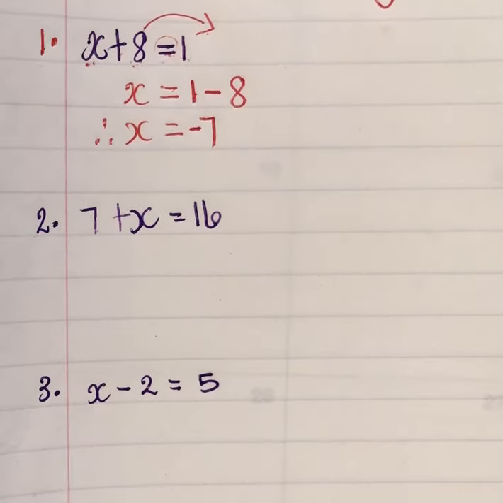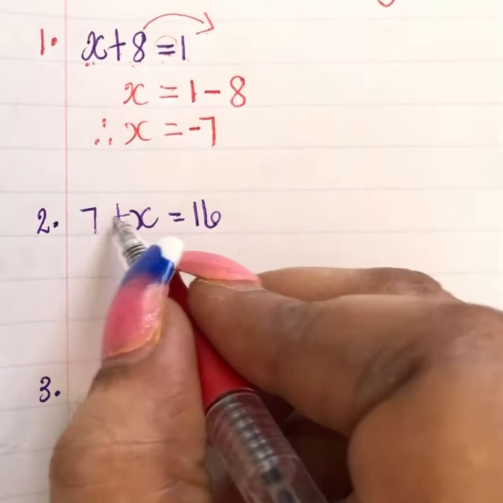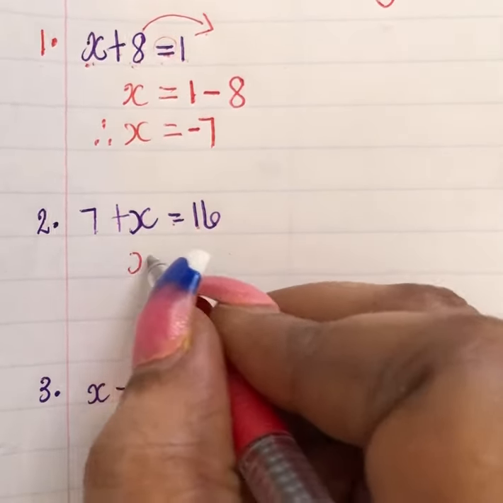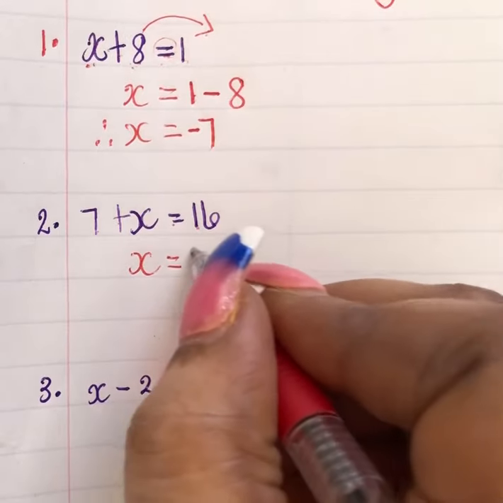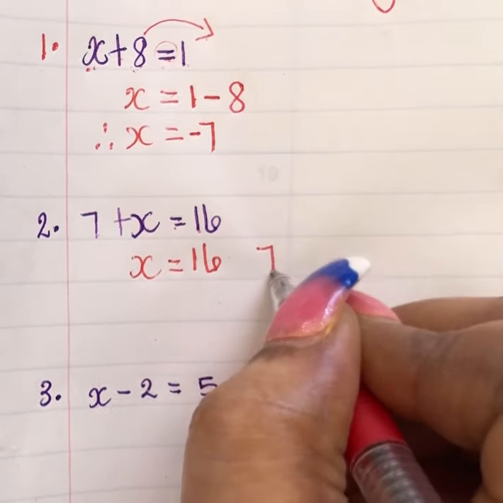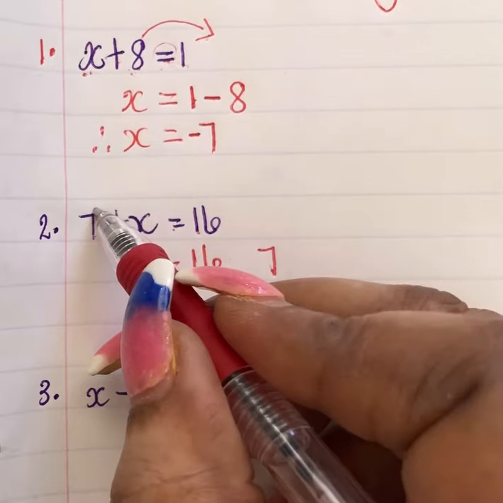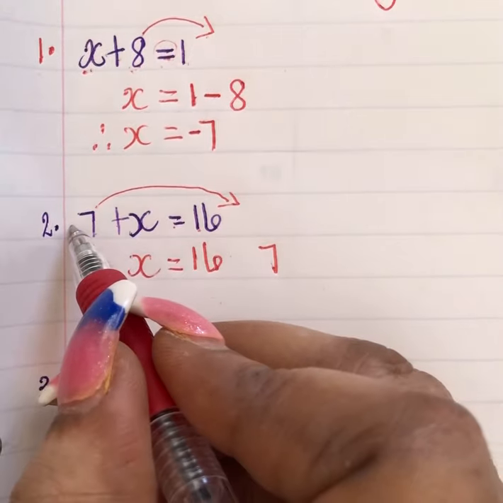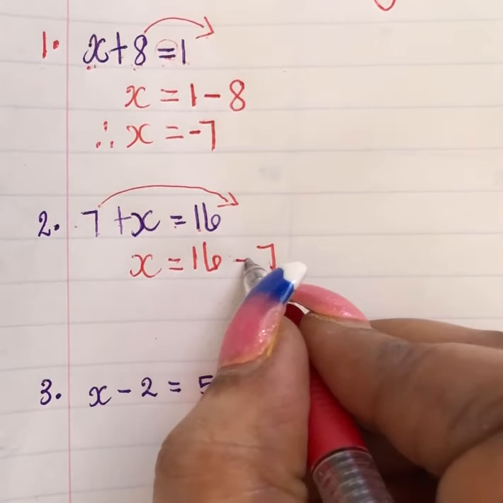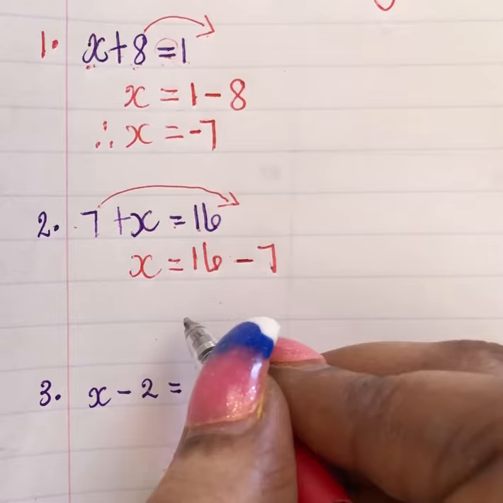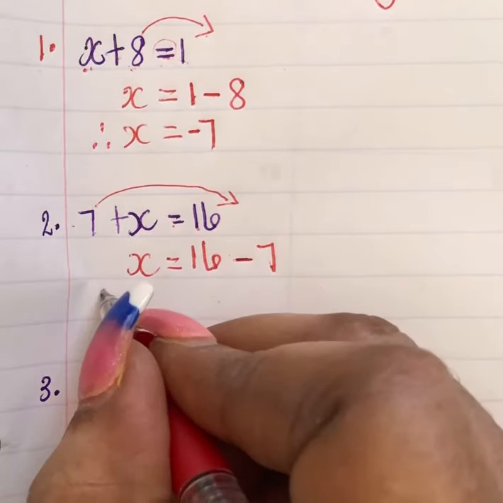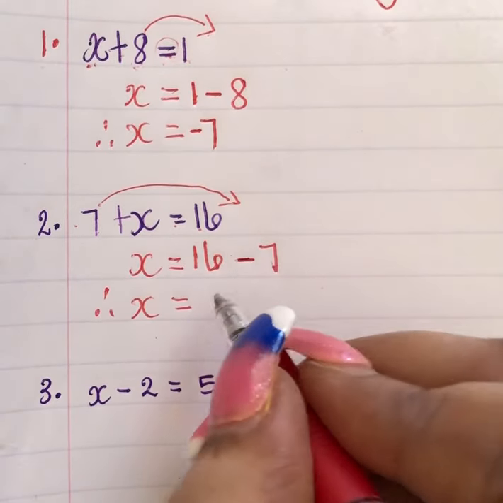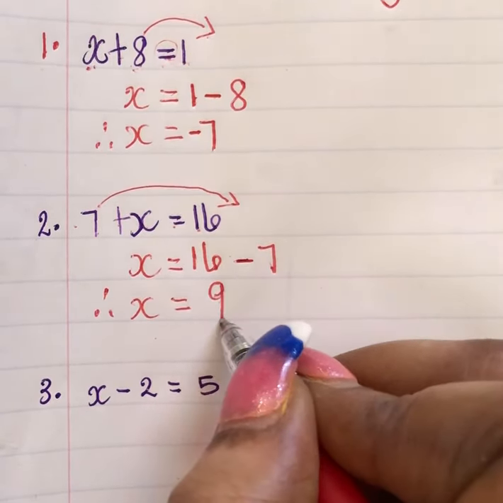Let us go again. We have 7 plus x is equal to 16. x is our unknown. 16 minus 7, because I'm taking 7 to join the 16. The 7 was a positive. When it goes across, it becomes a negative. Therefore, 16 minus 7 leaves us with 9.